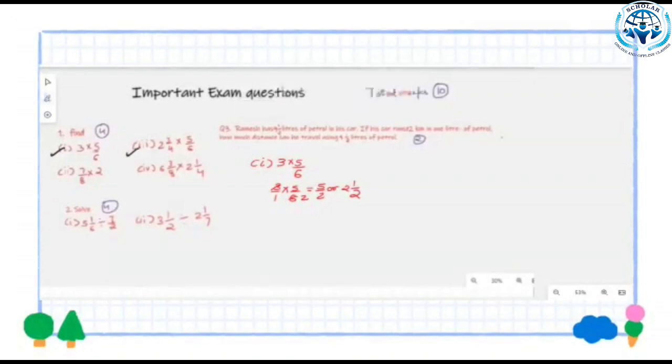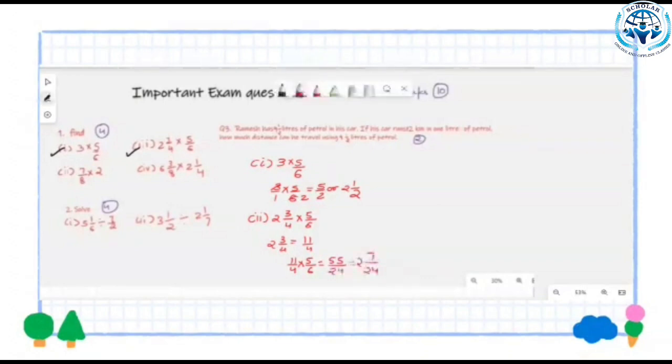Second one is 2 3 by 4 into 5 by 6. Converting the mixed fraction into an improper fraction, 2 3 by 4 is equal to 11 by 4. Now multiplying with 5 by 6, it gives 55 upon 24. Again it is an improper fraction, so we are changing it into a mixed fraction: 2 7 by 24.